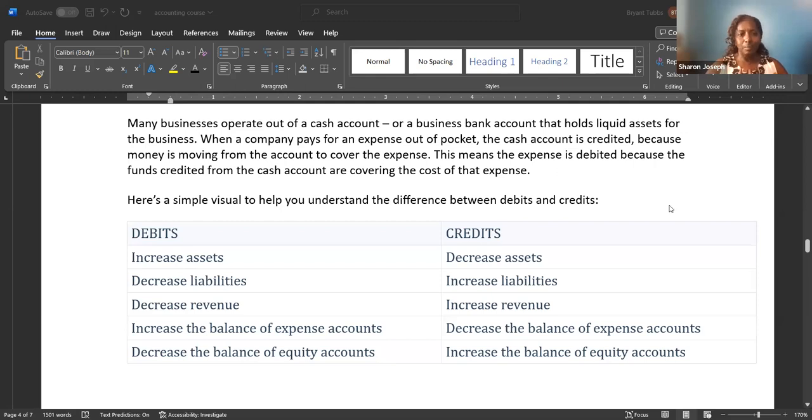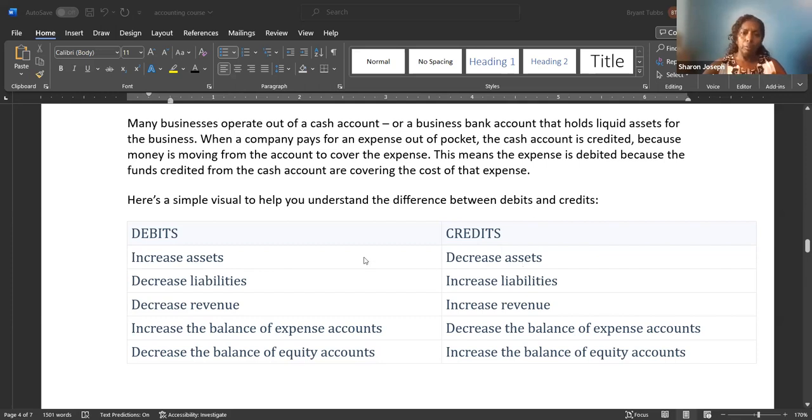Hey, let's continue on talking about debits and credits. So this chart is really a visual aid to help you understand debits and credits and basically where they fall on the chart of accounts and how they are affected. So let's talk about assets. Let's talk about our debits. So assets are on the balance sheet. And again, as we spoke about earlier on, assets are items that you own. A debit will increase an asset, while a credit decreases an asset.